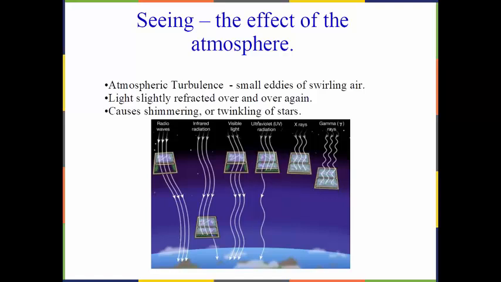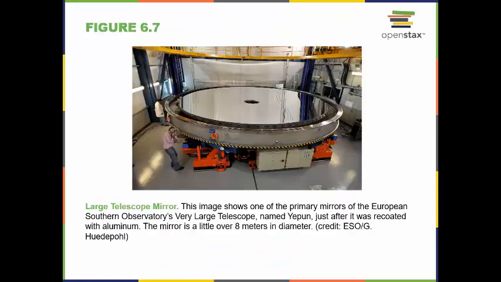Don't forget we have seeing, which is atmospheric turbulence causing eddies of swirling air, and the light's refracted over and over again, causing the shimmering or twinkling of stars. Sometimes you can see it with the naked eye. You look up to the skies and it looks like the stars are twinkling. This is due to the atmospheric turbulence, or seeing. So it would be nice if we could put a telescope high up in a mountain. That way, we wouldn't have to look through so much of the atmosphere.